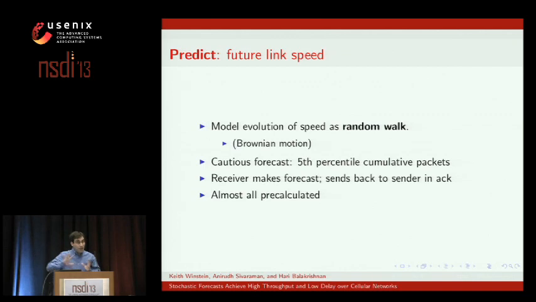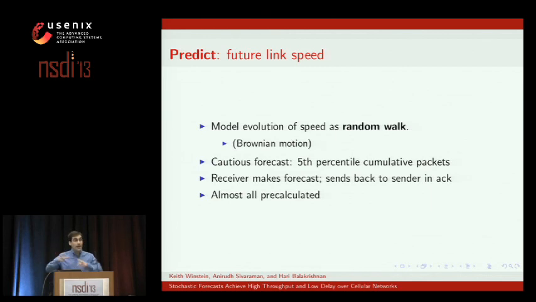That's part one. Part two, now we're trying to predict from our uncertain probability cloud of the current link speed what's going to happen to it in the future. So we have a model that the speed of the link, what I showed you in that first slide, evolves according to a random walk, or Brownian motion. It could go up, it could go down.